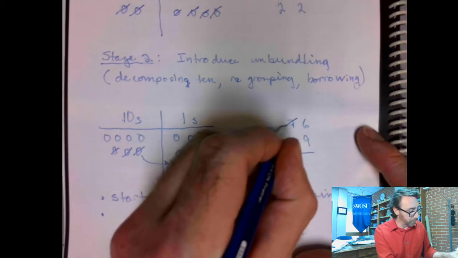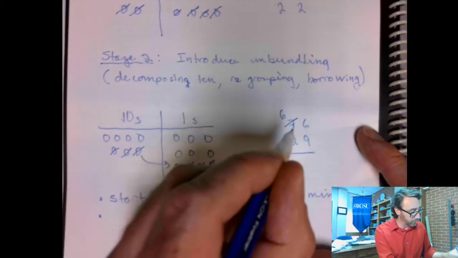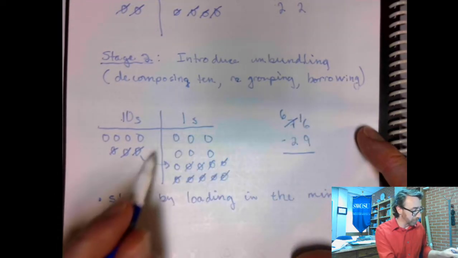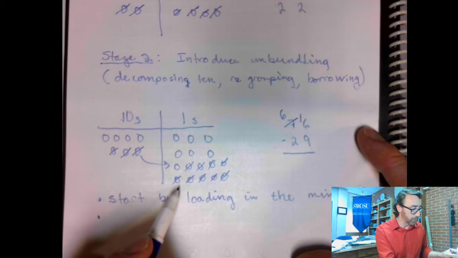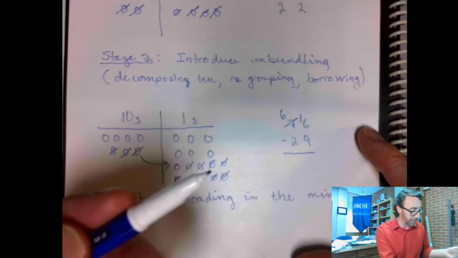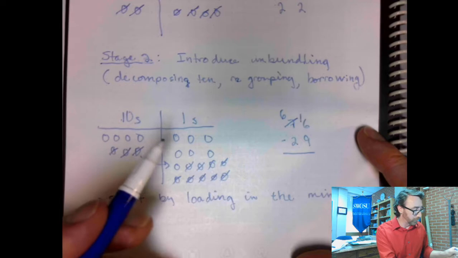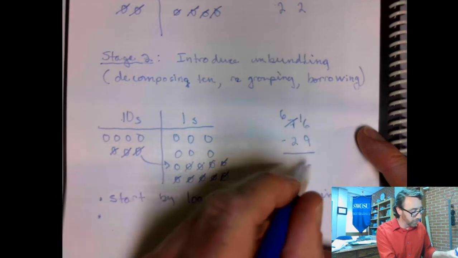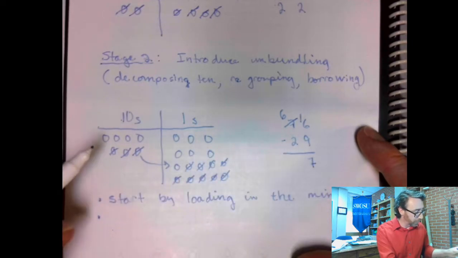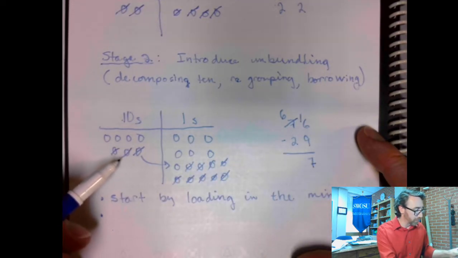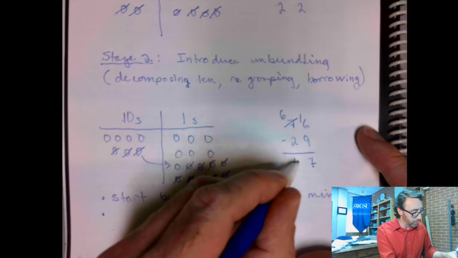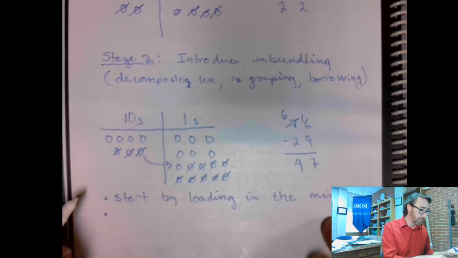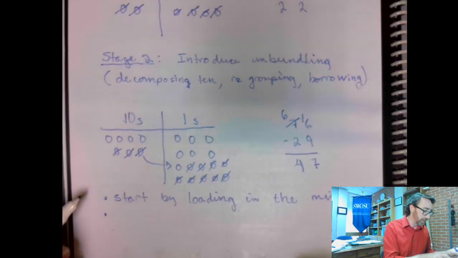So we unbundle, leaving us with 6 in the tens tray and 16 chips in the ones tray. Now that we have 16, we can take away 9. 16 take away 9 leaves us with 1, 2, 3, 4, 5, 6, 7 chips. And from the 6 remaining chips that we had in the tens tray, we take away 2, leaving us with 4. So 47.